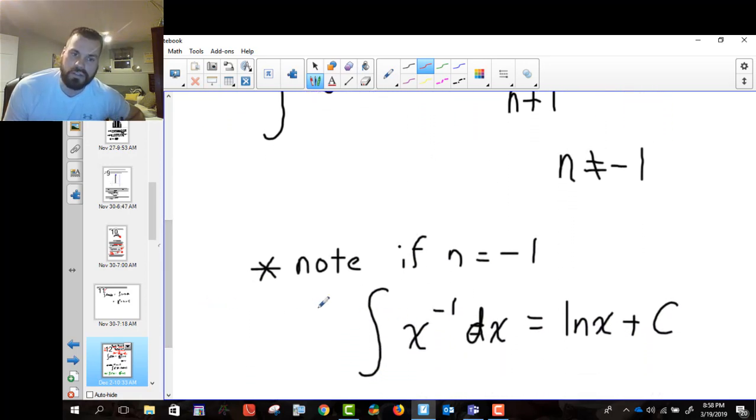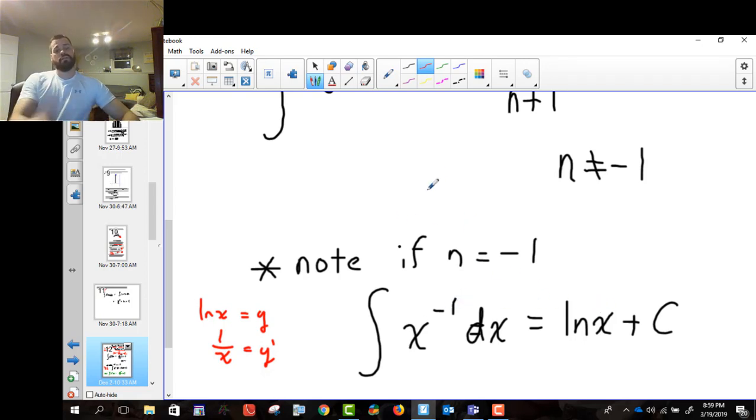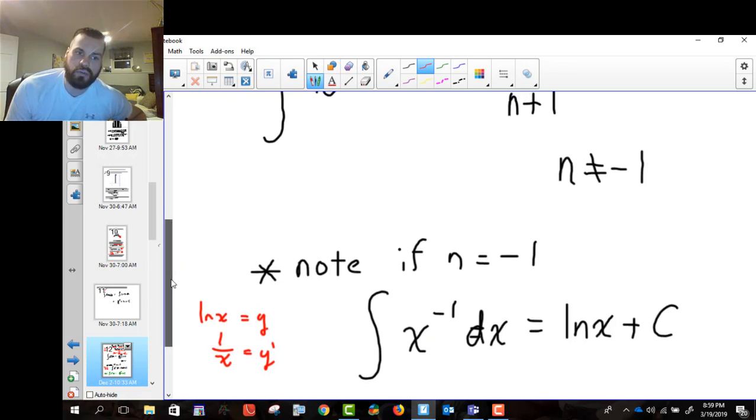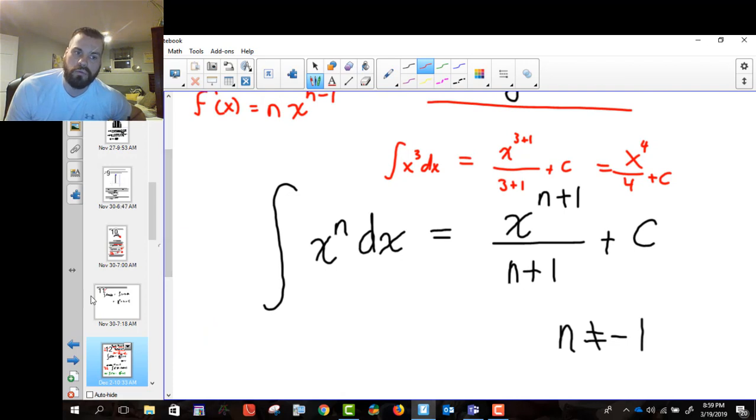And what happens is if you think about ln x, if that's y, then y prime is 1 over x, right? So that means that the integral of 1 over x, because that's really what x to the minus 1 is, is ln x, because the derivative of ln x is 1 over x. And so if you see 1 over x or x to the minus 1, you know the integral is ln x. If you see any other power, you can use the power rule. So that's the power rule.